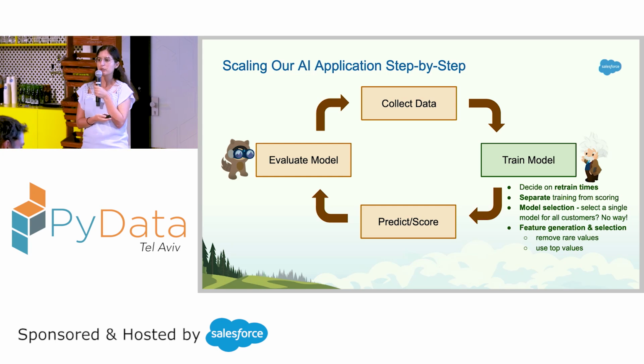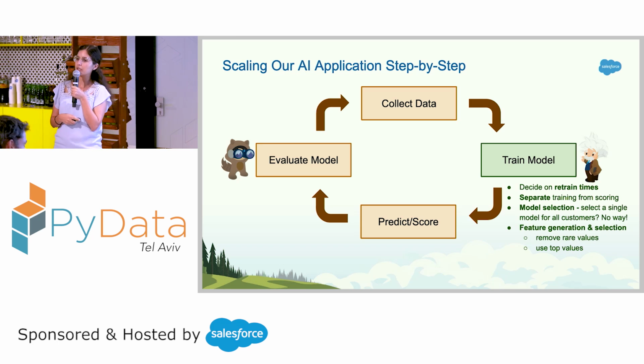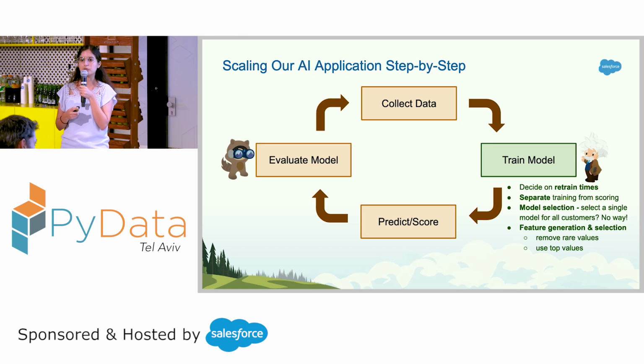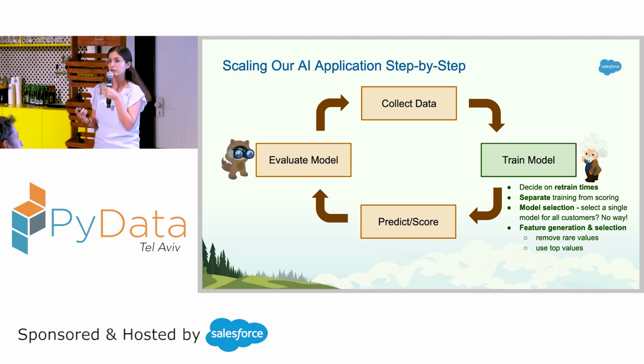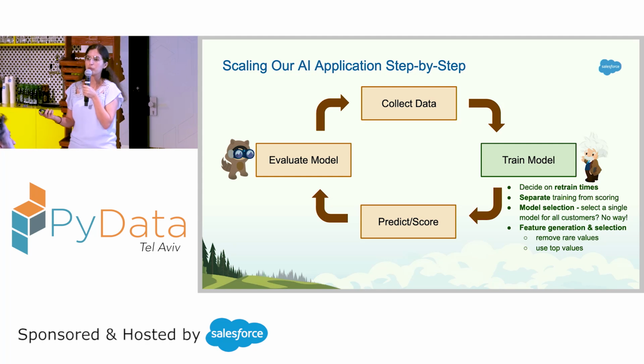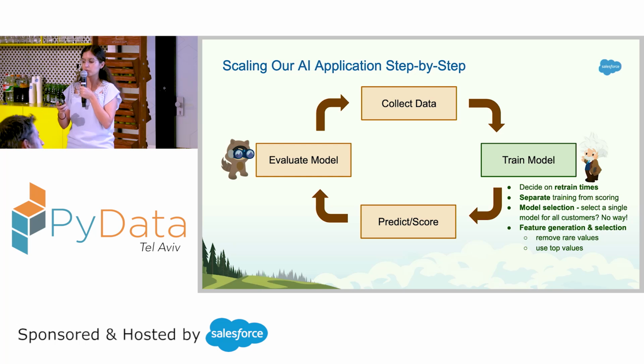What about feature generation and selection? So you can actually use rare values and top values and reduce the number of features, and that way you use only meaningful and interesting features that can really help your model and improve your model results.